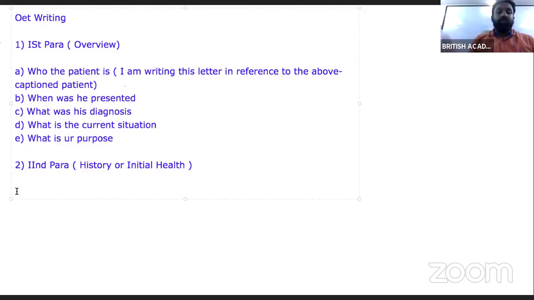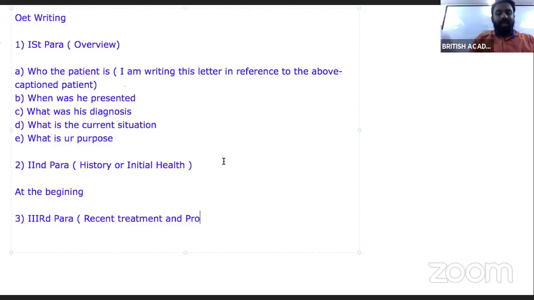Now, if you're not sure what kind of letter you're writing, your first paragraph remains the same, the overview. The second paragraph will have the history of the patient, or the initial health: when the patient was presented to you, what was the patient's condition at that point of time? The second paragraph is all about the initial things. Your third paragraph is all about the recent activities, which can also be called recent treatment and progress. Any recent events, recent accidents, or recent infections which have occurred, you need to include in the third paragraph.